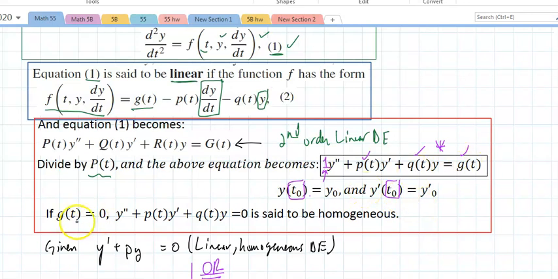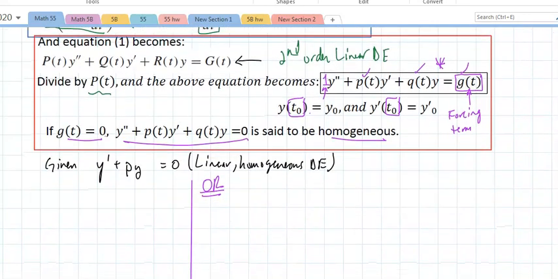If g of t, that's this case, equals 0, we say this equation is homogeneous. So all homogeneous means is that this forcing factor or term is actually 0. We don't touch on that not being 0 until section 3.5.